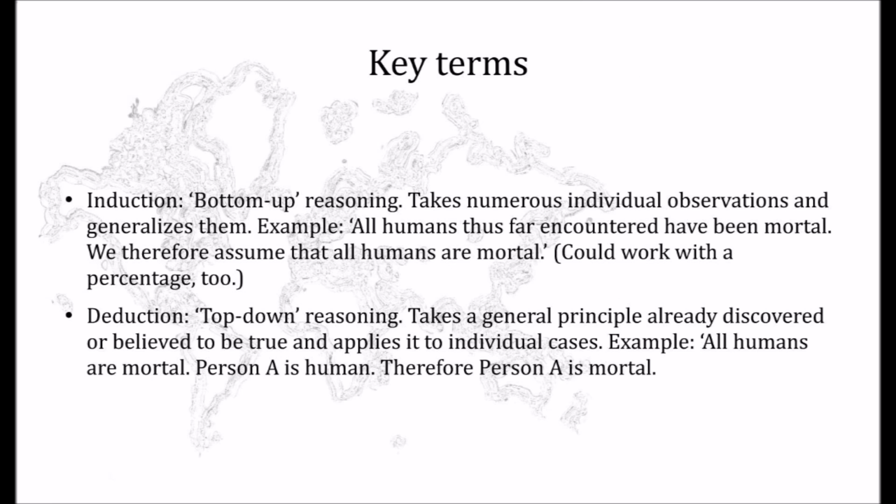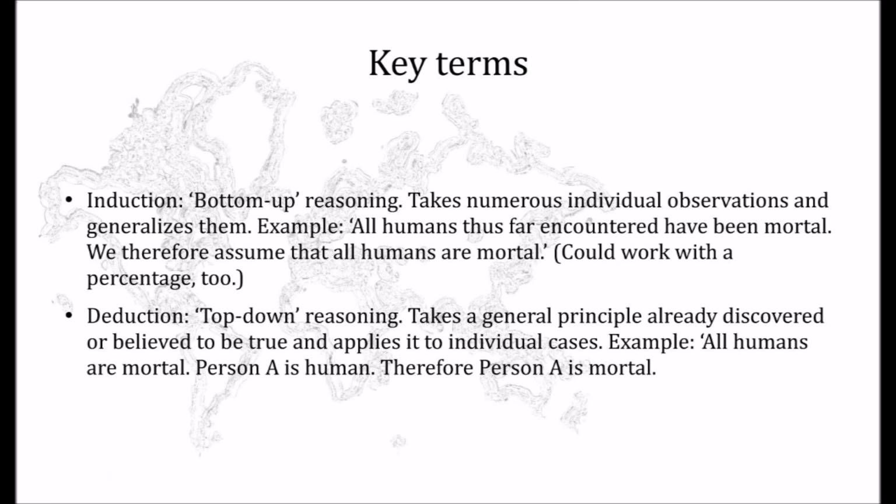Before we get started, we should talk about a couple of key terms, and those are induction and deduction. These are words you probably have heard many times before, and many of you may already know what they mean, but for those of you who don't, induction is just reasoning that starts from the bottom up. Individual observations and then creates a general rule from them. An example of this is all humans thus far encountered have been mortal. We therefore assume that all humans are mortal. So from the individual, we've encountered lots of mortal humans, to the general, all humans are mortal. It could work with a percentage too. 95% are mortal. It's an if-then sort of statement.